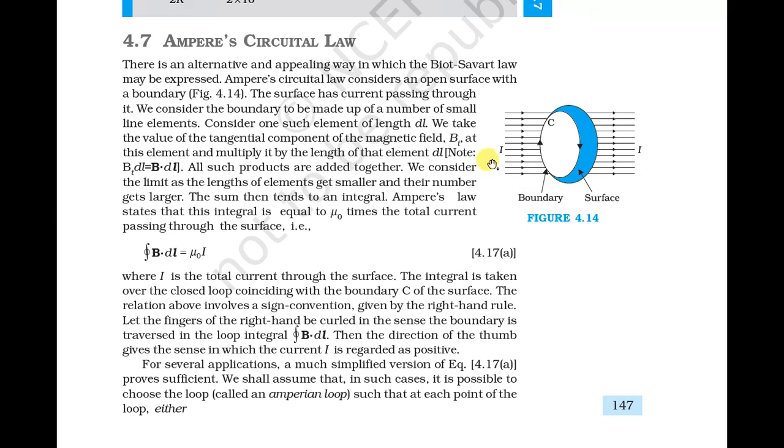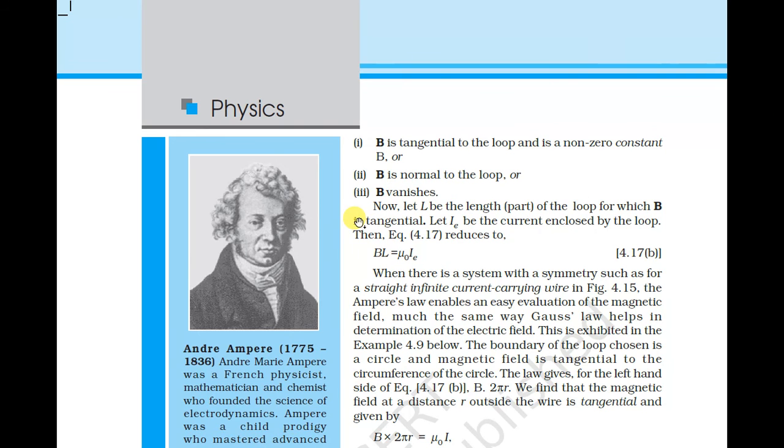So what is B? B is the magnetic field. Here, how much magnetic field is there, and the length dl. So the closed loop integral of B dot dl gives us mu 0 times I, where mu 0 is the permeability and I is the total current passing through the surface. Ampere's circuital law states that it equals mu 0 times the total current passing through the surface.